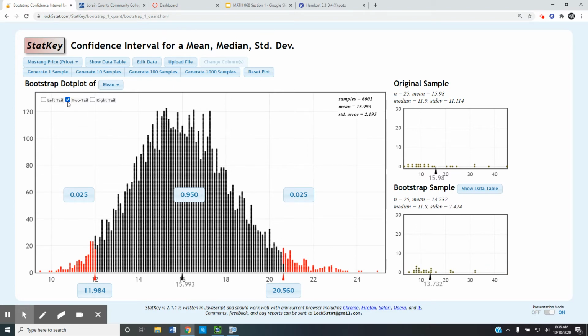And when I click this two-tail, that shows me the plausible confidence interval level for this bootstrap distribution, 11.984 to 20.560 at 95%. If I need to change that 95%, we'll talk about changing that later.